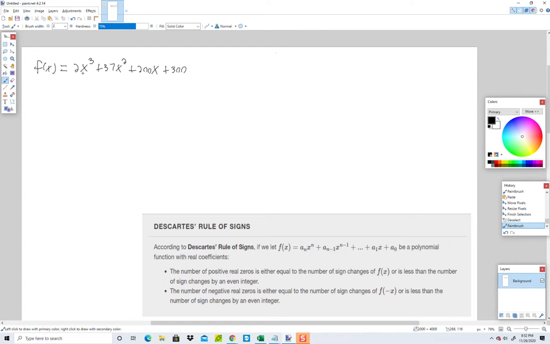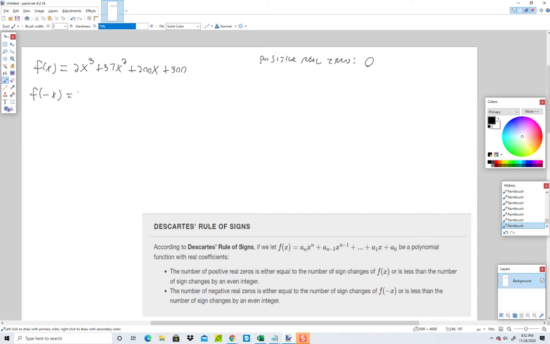Well, if we look at this, it is positive 2, positive 37, positive 200, positive 300. There are no sign changes, which means that in terms of our number of positive real zeros, we wouldn't have any. It'd be 0. Now, the second part implies that we put negative x in for x. So, f of negative x, we're going to go through it.